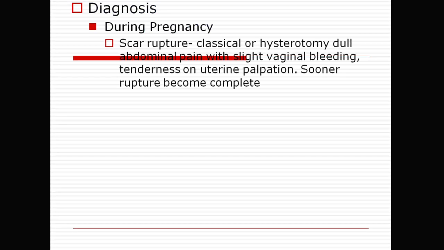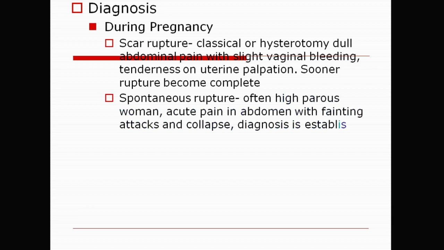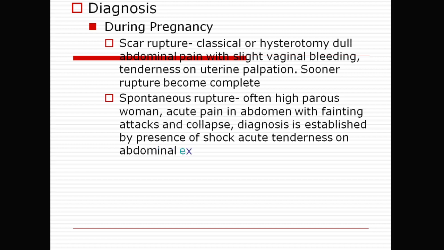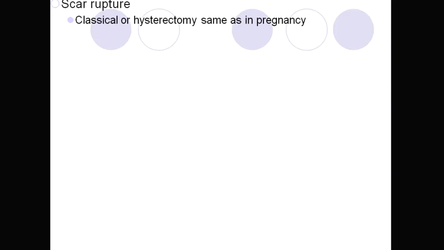Diagnosis during pregnancy, scar. If it is a scar rupture, patient will have a dull abdominal pain with slight vaginal bleeding. Tenderness on uterine palpation, sooner rupture become complete. Spontaneous rupture, often in high parity woman, acute pain in abdomen with fainting attack and collapse. Diagnosis established by presence of shock, acute tenderness on abdominal examination, palpation of superficial fetal parts. If complete, FHS is absent.